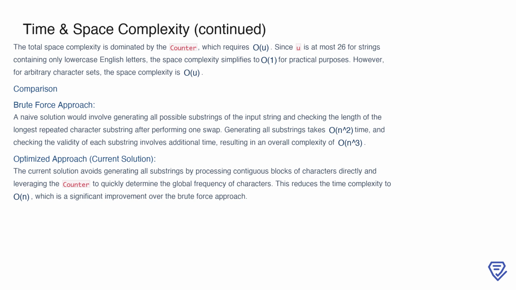Let's compare this solution to a brute force approach. A naive method would involve generating all possible substrings of the input string and then checking the length of the longest repeated character substring after performing one swap. Generating all substrings requires O(n²) time, and validating each substring adds additional computation, resulting in an overall complexity of O(n³). In contrast, our optimized solution processes contiguous blocks of characters directly and uses the Counter to efficiently determine character frequencies. This reduces the time complexity to O(n), a major improvement over the brute force method.